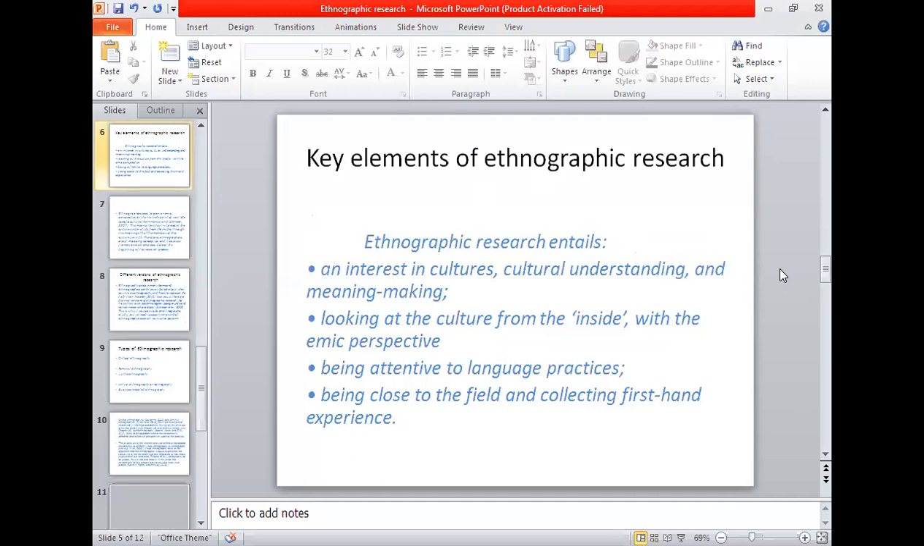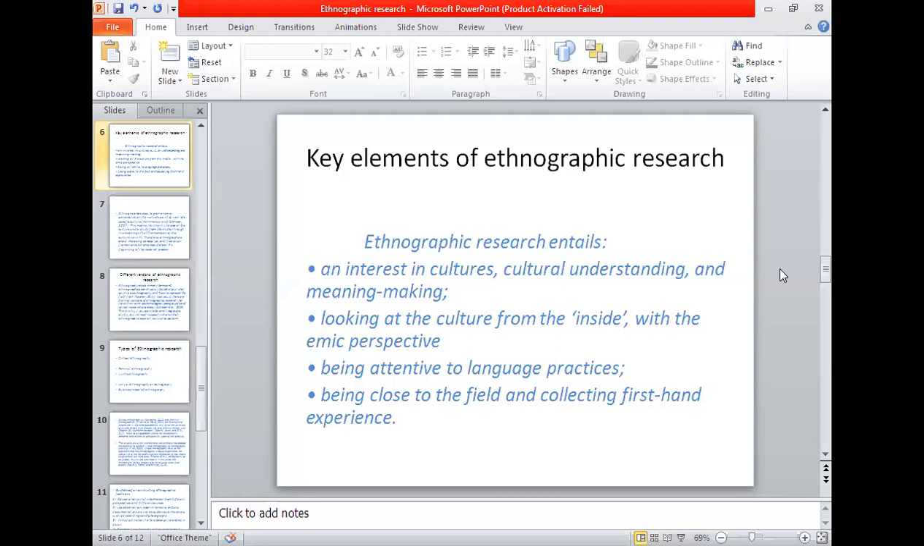What are the key elements of ethnographic research? This is very important to understand. Ethnographic research entails, first of all, an interest in cultures, cultural understanding, and meaning making. Second, looking at the culture from the inside with an emic perspective. Third, being attentive to language practices. And fourth, being close to the field and collecting first-hand experience.